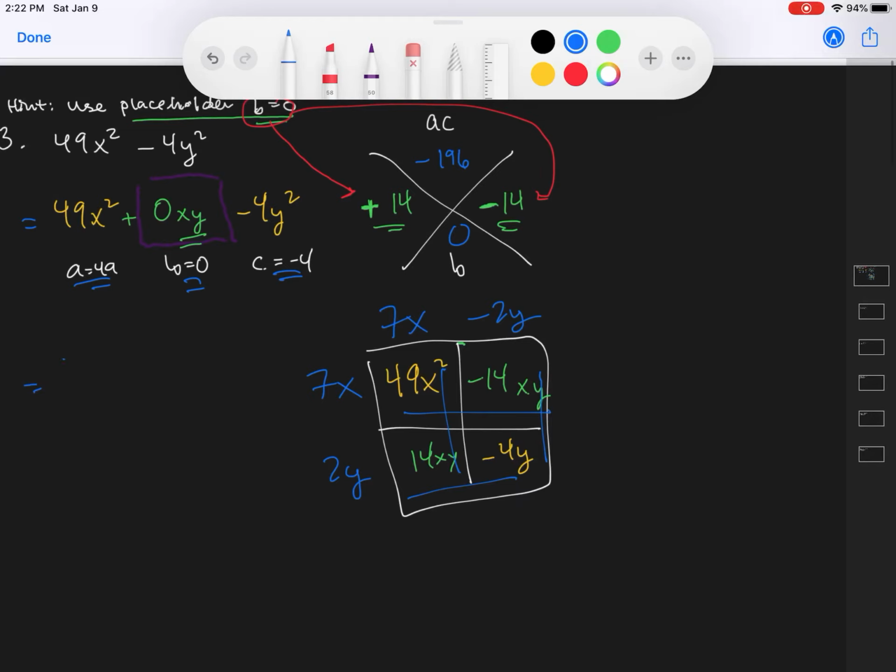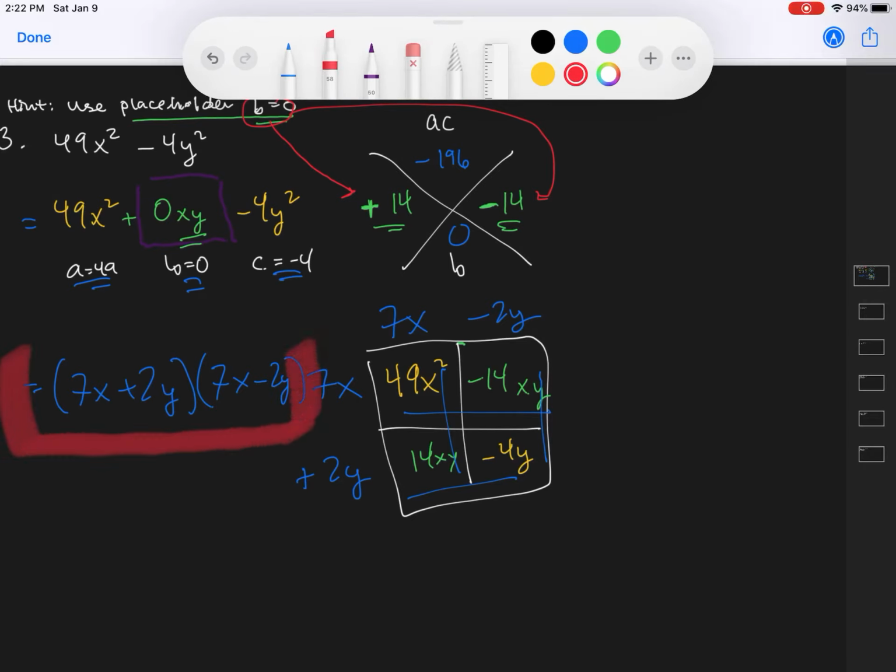Okay, so what's on the outside is our answer. So let's just write that. 7x minus 2y, 7x. Oops, this one's a plus. Now again, the order doesn't matter. Put a box around my answer. And this is your answer.